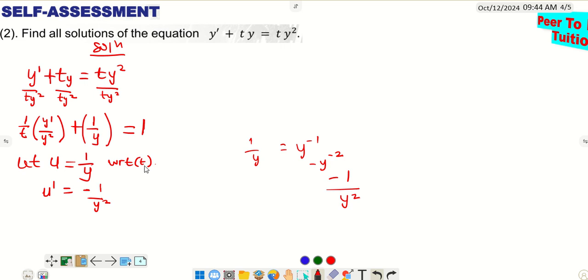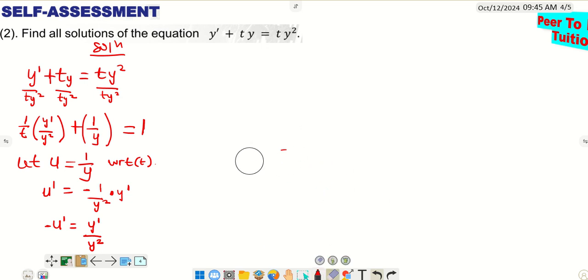So if I differentiate this one, I'll get negative 1 over y squared. But remember, we are differentiating with respect to t, so implicitly you multiply by the derivative of y, so y prime. Now we can multiply through by negative 1 to get negative u prime is equal to y prime over y squared. So now we can do our substitutions. Let us substitute.